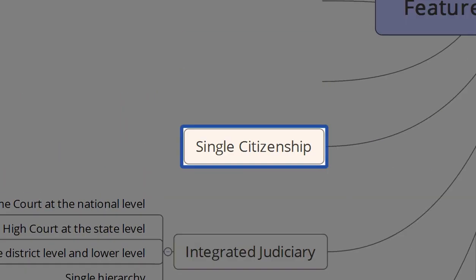Single citizenship. Through the concept of single citizenship, India ensures that all citizens are equal irrespective of the place where they were born or where they reside, provided they are in the territory of India. Whereas in the USA we have dual citizenship, where they are citizens of the USA as well as citizens of the state. But in India there is no concept of state citizenship. There is only a concept of national citizenship, which is India.